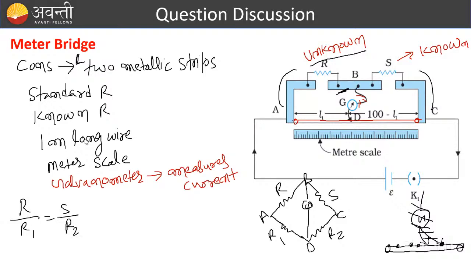R1 can be written as rho L1 by A. So वहां से मैंने लिखा था R by rho L1 by A will be equal to S by rho (100 minus L1) by A. ठीक है? So यहाँ से you will get the value of R by L1 equal to S by (100 minus L1). Is it clear, Kiran?